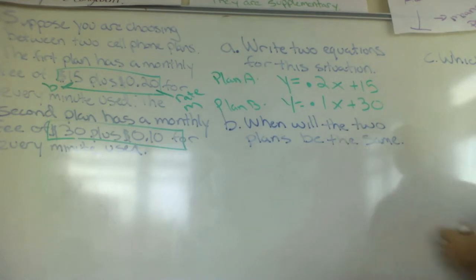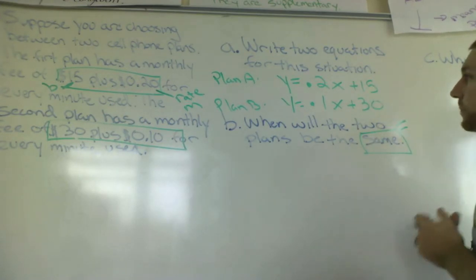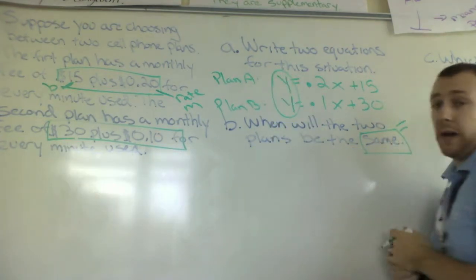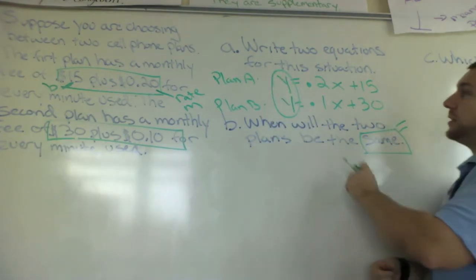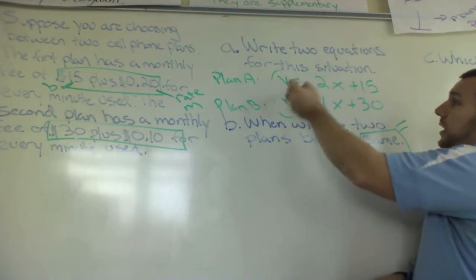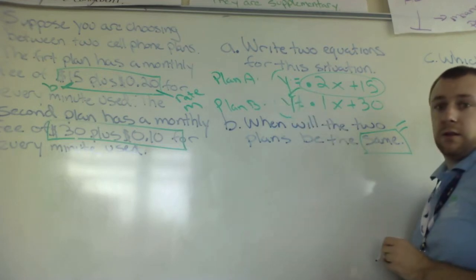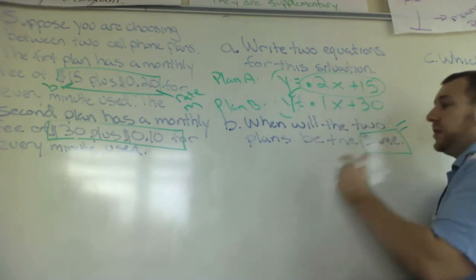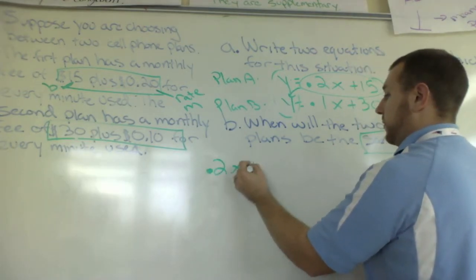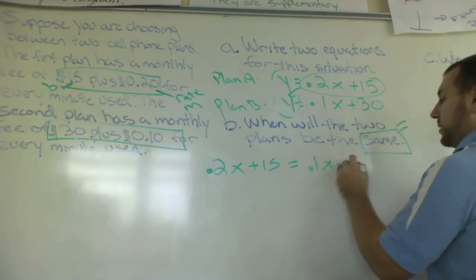Now, part B asks you, when will the plans be the same? The same means equal in math terms. So we have to figure out when these are going to be equal. The best part about this is they're both solved for y. So this plan, y equals 0.2x plus 15. If y equals this quantity, it has to be the same thing as that. So all I do is take these two equations, 0.2x plus 15, and I make them the same, equals 0.1x plus 30.